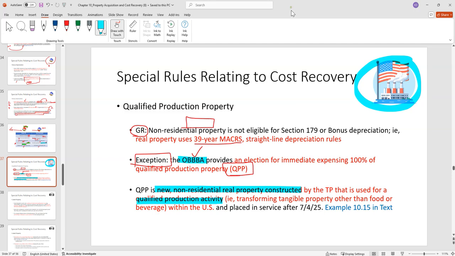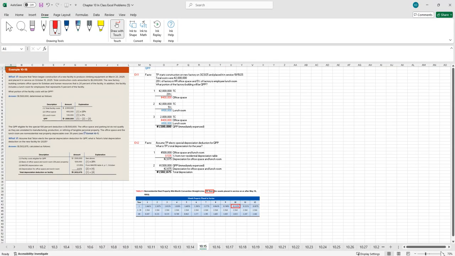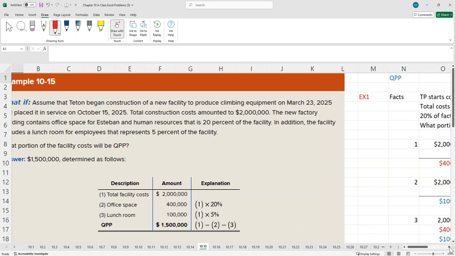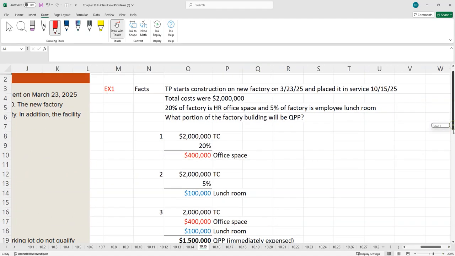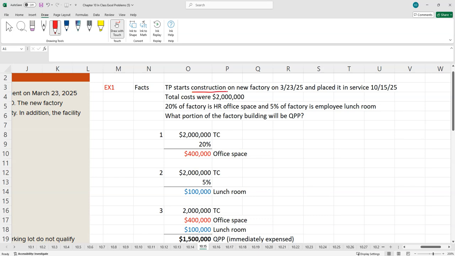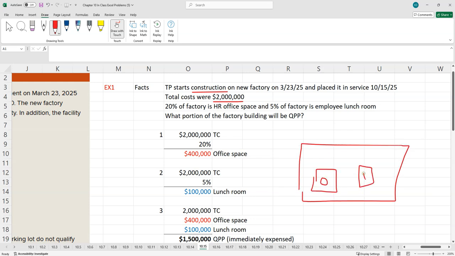So let's look at an example here, 10-15. All right, so we have a company that's constructing a new factory. That's great. It costs $2 million. And they said of the factory, right, 20% is an office and 5% is a lunchroom, right? What we have to do is kind of back those amounts out from the 2 million, right? The 4 and the 100, because in this case, we only get the deduction, right, for the manufacturing component.